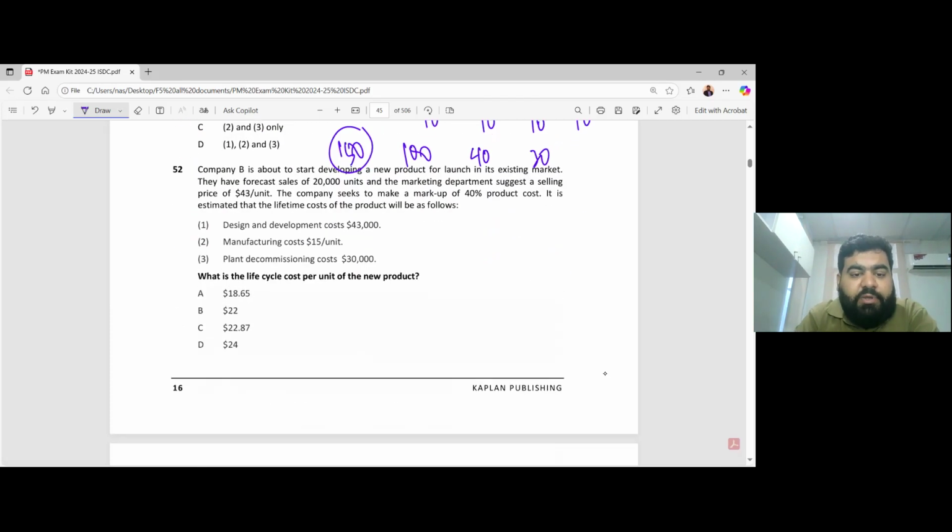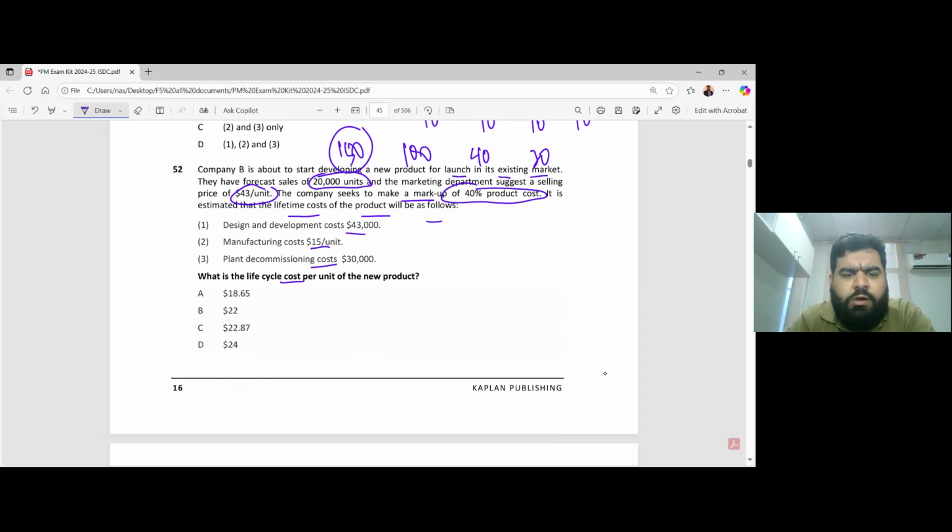Okay, company B is about to start developing a new product for launch in its existing market. They have a forecast of 20,000 units. The marketing department suggests a selling price of 43. The company seeks a markup of 40% on product cost. It is estimated that lifecycle costs will be as follows: design and development 43,000, manufacturing 15 per unit, and plant decommissioning 30,000. What is the lifecycle cost per unit?